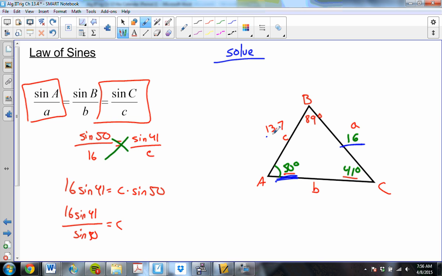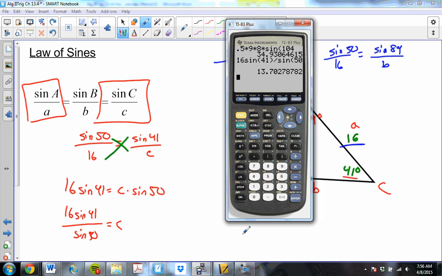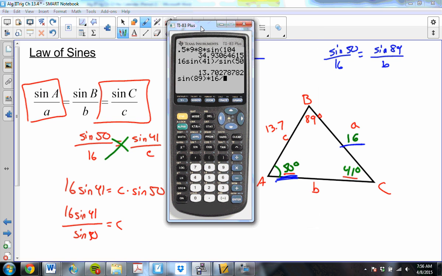I'm not going to use the 13.7 and the 41 because I just found those, and they could be rounded, or there could be a mistake somewhere. I know the first two I was given were correct, so I'm going to work with those. So sine of 50 over 16 equals sine of 89 over b. So I'll do sine 89 times 16 divided by sine of 50. And that's 20.8.